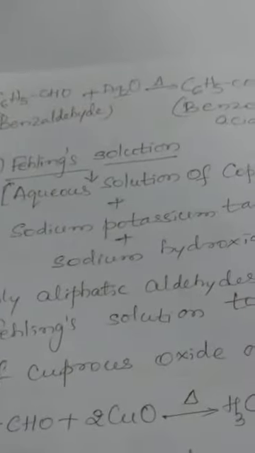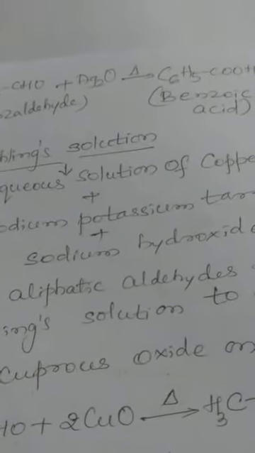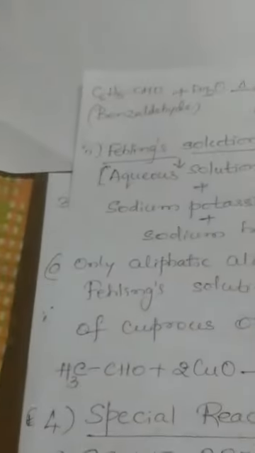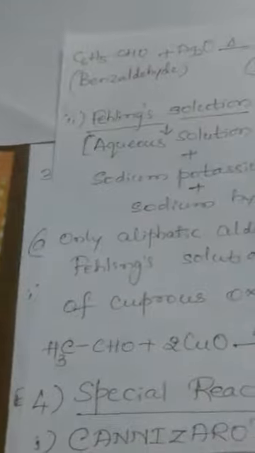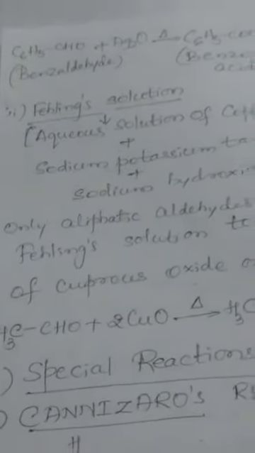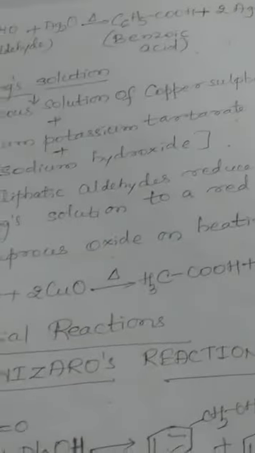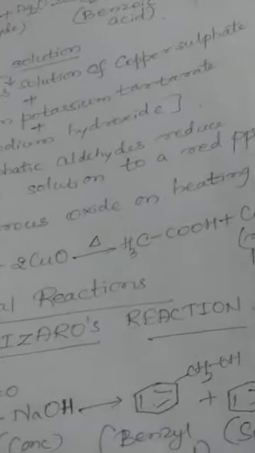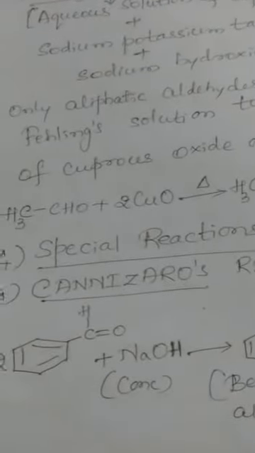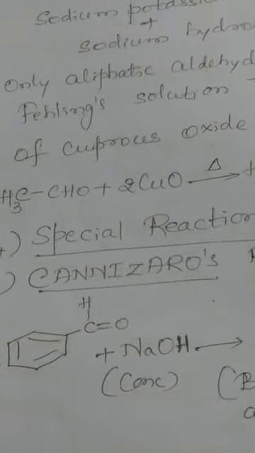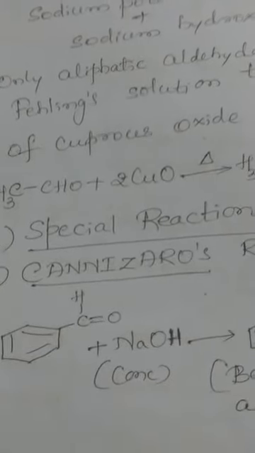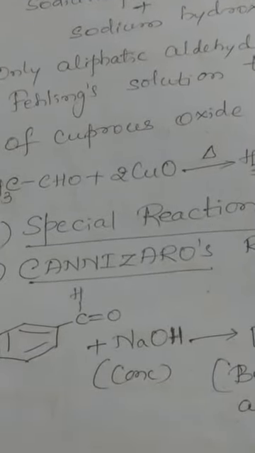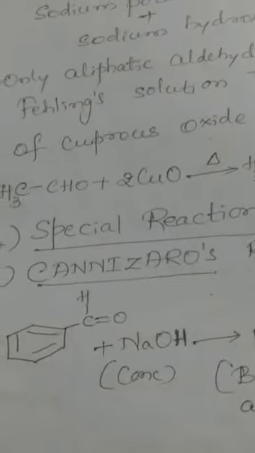One very important thing which you need to remember is that only aliphatic aldehydes, remember this, only aliphatic aldehydes reduce Fehling's solution to a red precipitate of cuprous oxide on heating. This is very, very important. So you should take the example of only an aliphatic aldehyde. I will tell you the reason why aromatic aldehydes do not reduce Fehling's solution.